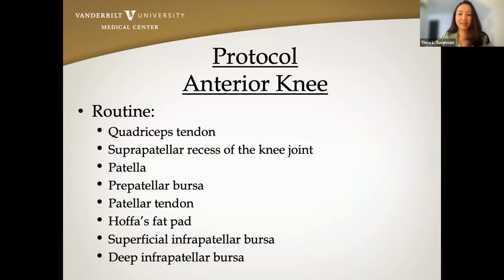This is the AMSSM guideline protocol for what we should include in a routine anterior knee exam. You have the quadriceps tendon, the suprapatellar recess of the knee joint, the patella, the prepatellar bursa, the patellar tendon, Hoffa's fat pad, and then two infrapatellar bursas, the superficial and deep infrapatellar bursa.